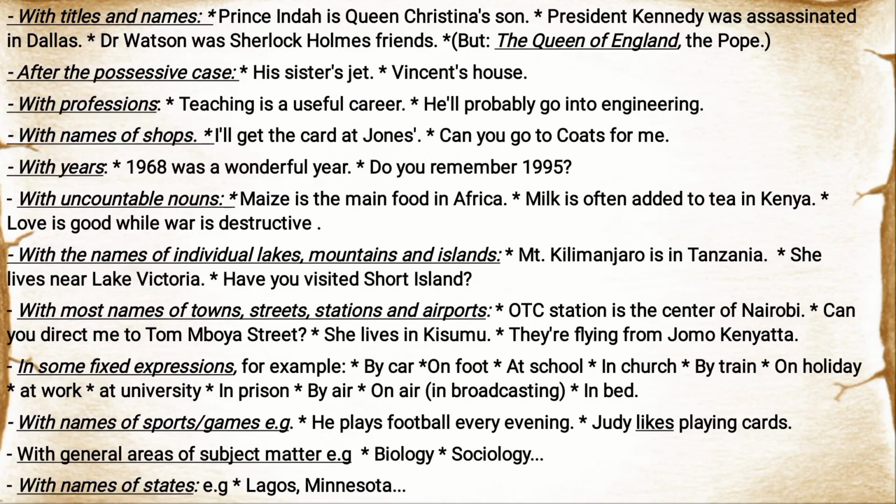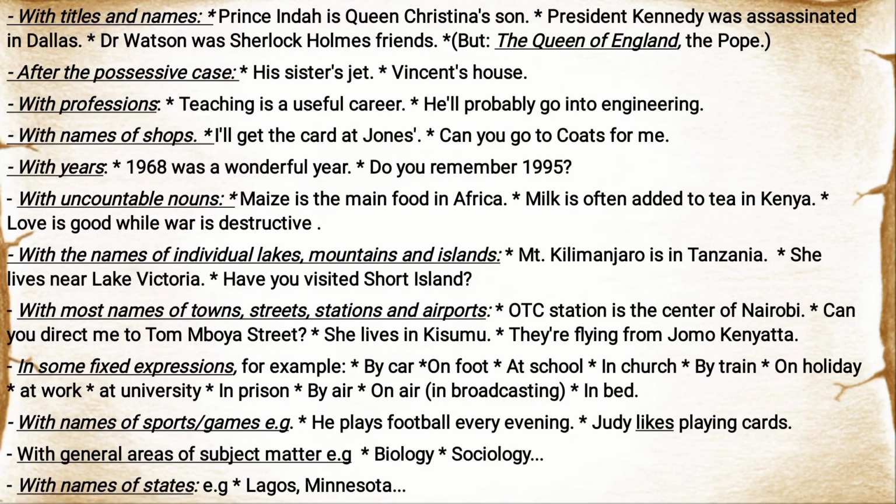With uncountable nouns. Examples: maize is the main food in Africa. Milk is often added to tea in Kenya. Love is good while war is destructive. With the names of individual lakes, mountains and islands. Examples: Mount Kilimanjaro is in Tanzania. She lives near Lake Victoria. Have you visited Short Island?